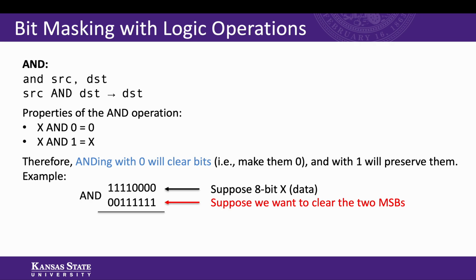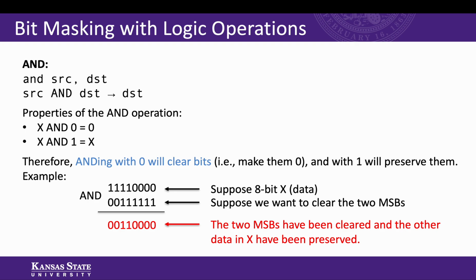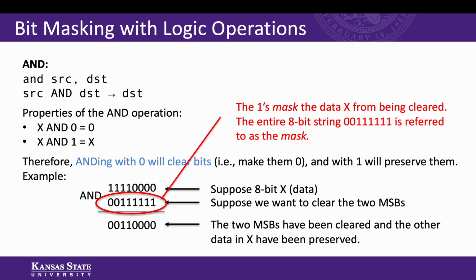Because starting at the most significant column, 1 AND 0 will give me 0. And then the next most significant column, 1 AND 0 will give me 0. But then all the other bits, because we're ANDing with 1, just retain their data. That is, they're preserved. So we get back 0, 0, 1, 1, 0, 0, 0, 0. Again, the 2 most significant bits have been cleared, and the other data in x have been preserved. That's pretty cool, right? And in this situation, the ones that preserve the data are masking the data from being cleared, right?